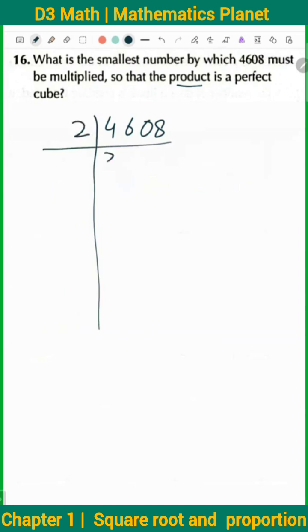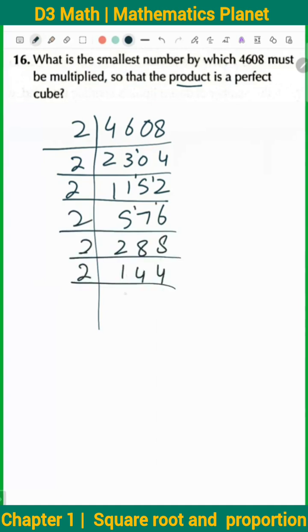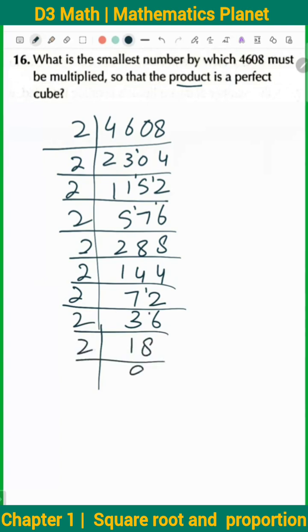2 times 2 is 4, 3 is 6, 0, 4 is 8. 2 times 1 is 2, 1 is 2, 5 is 10, 2 is 4. 2 times 5 is 10, 7 is 14, 6 is 12. 2 times 2 is 4, 8 is 16, 8 is 16. 2 times 1 is 2, 4 is 8, 4 is 8. 2 times 7 is 14, 2 is 4. 2 times 3 is 6, 6 is 12. 2 times 1 is 2, 8 is 16. 2 times 9 is 18. 3 times 3 is 9. 3 times 1 is 3.